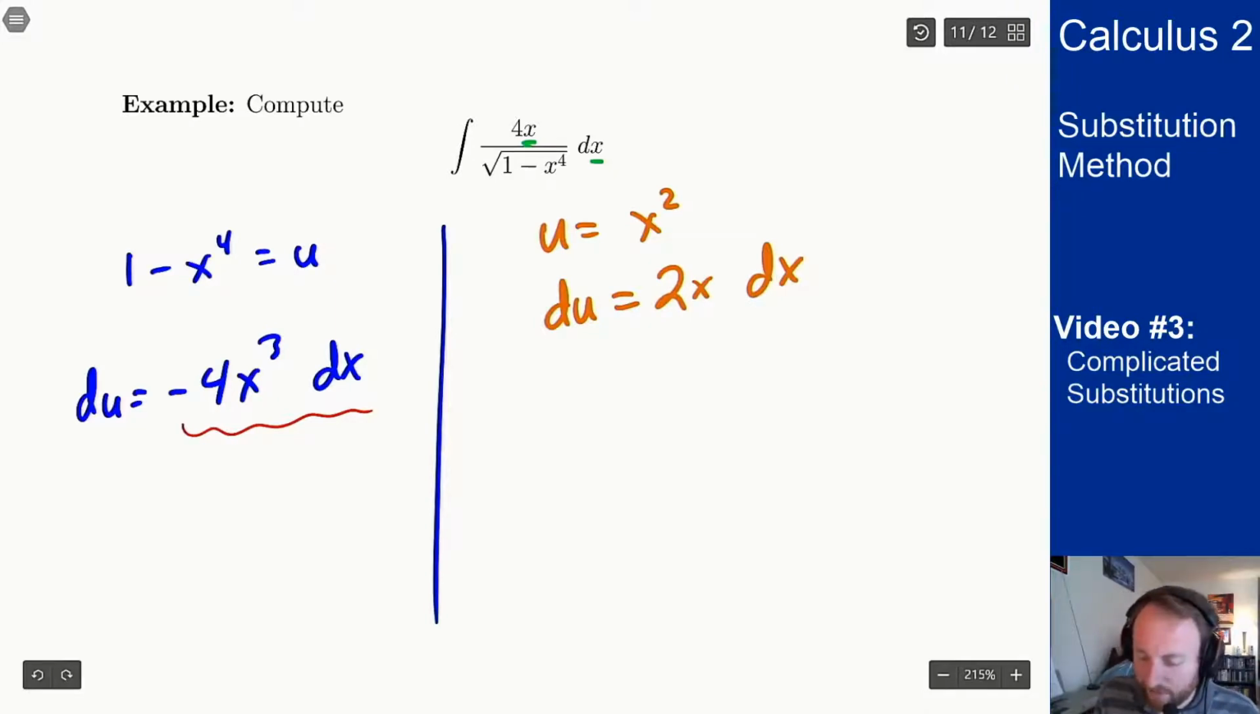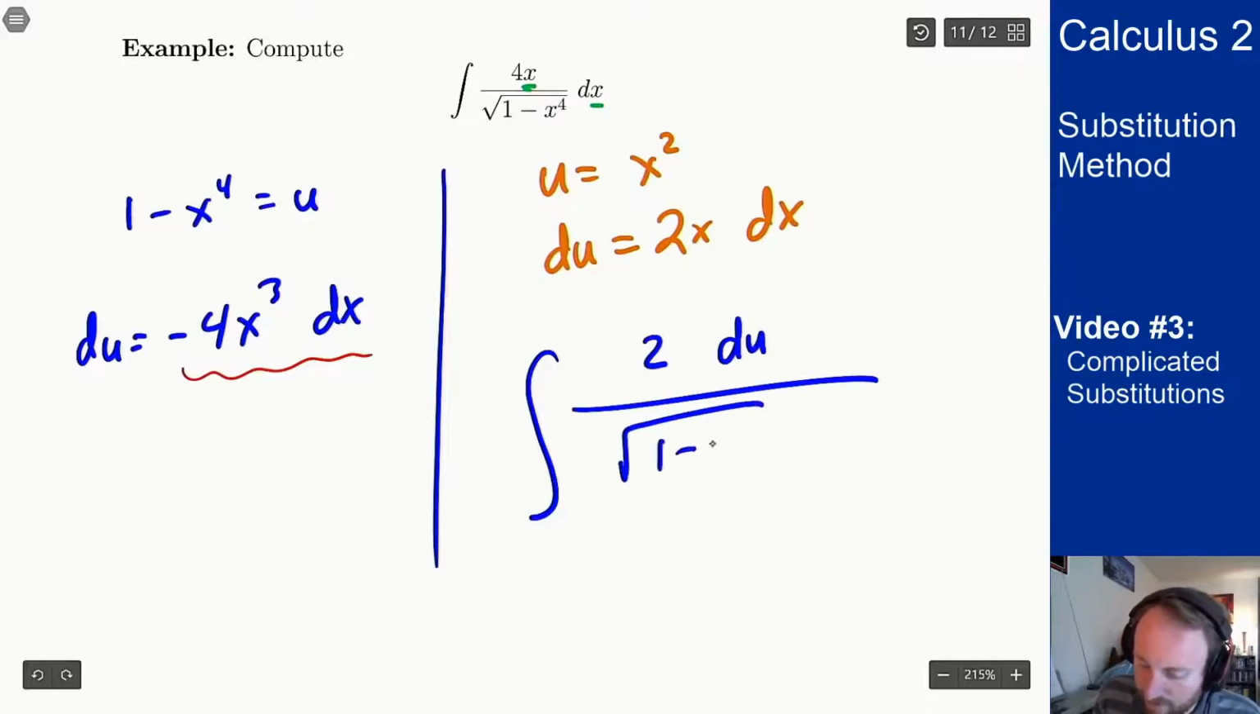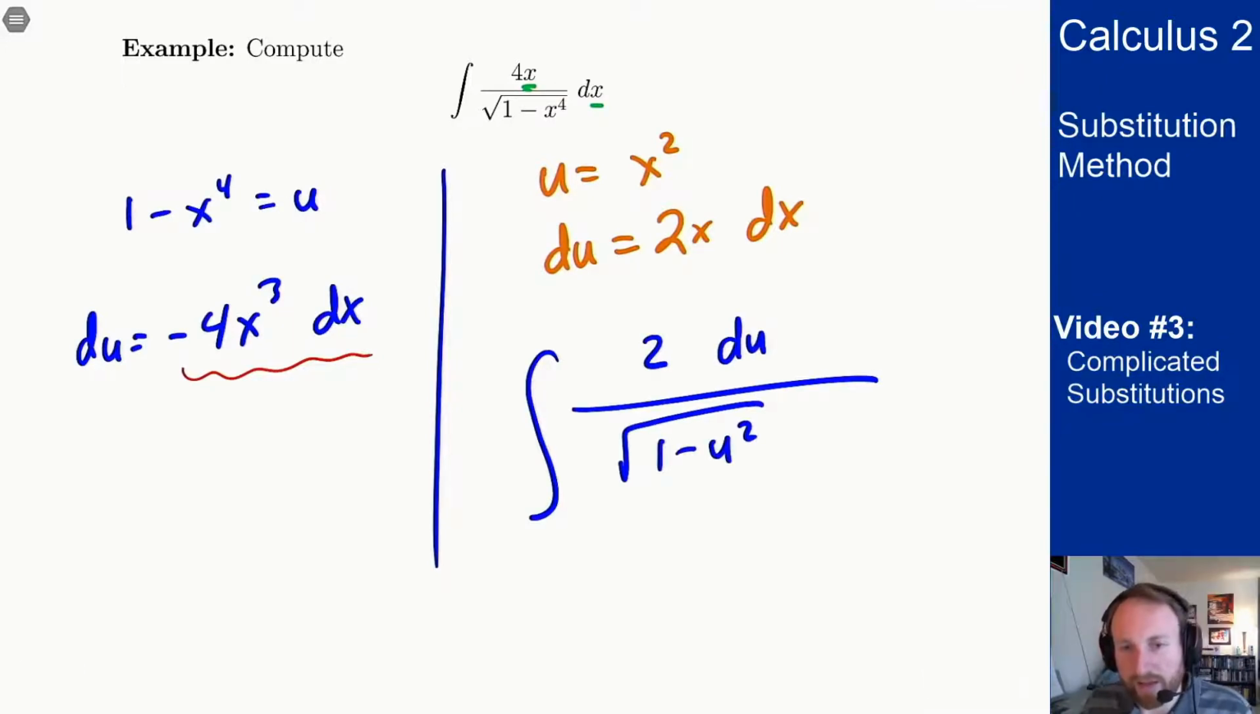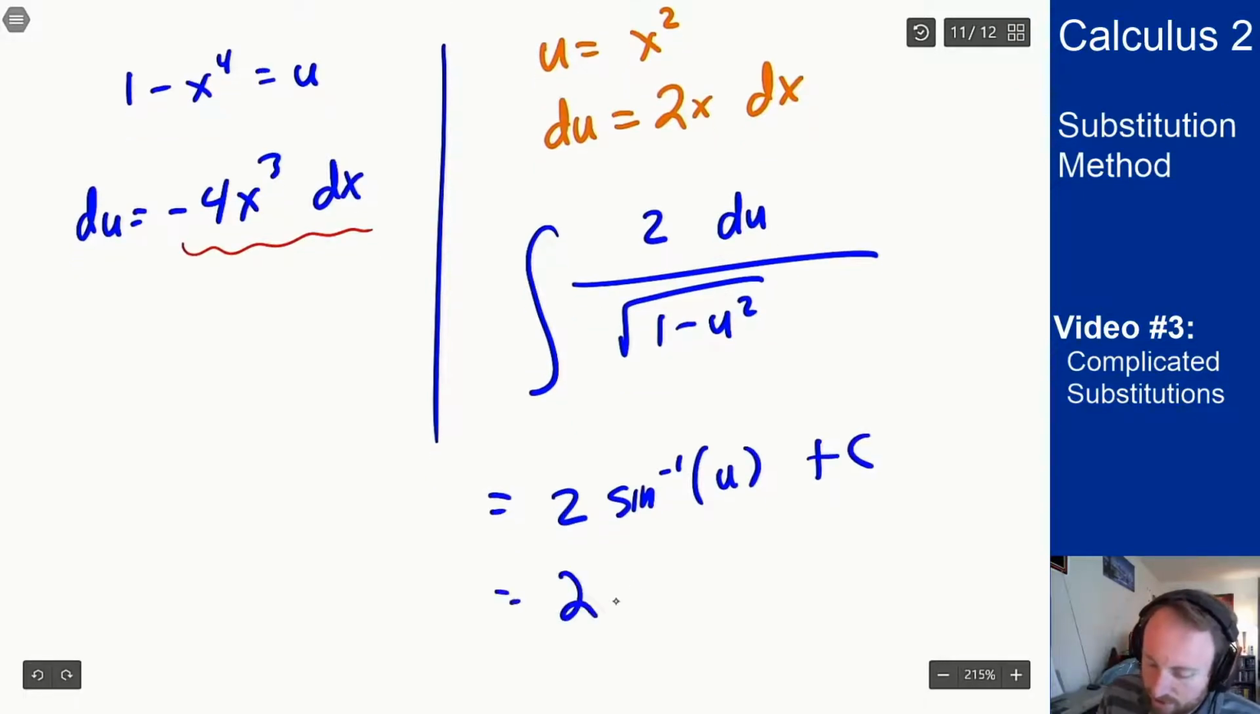I can then plug those in and I get that I have the integral of 2 du over a root 1 minus u squared. But we know that integral. That there is the derivative of inverse sine. So this becomes 2 inverse sine of u plus c, which is 2 inverse sine of x squared plus c.